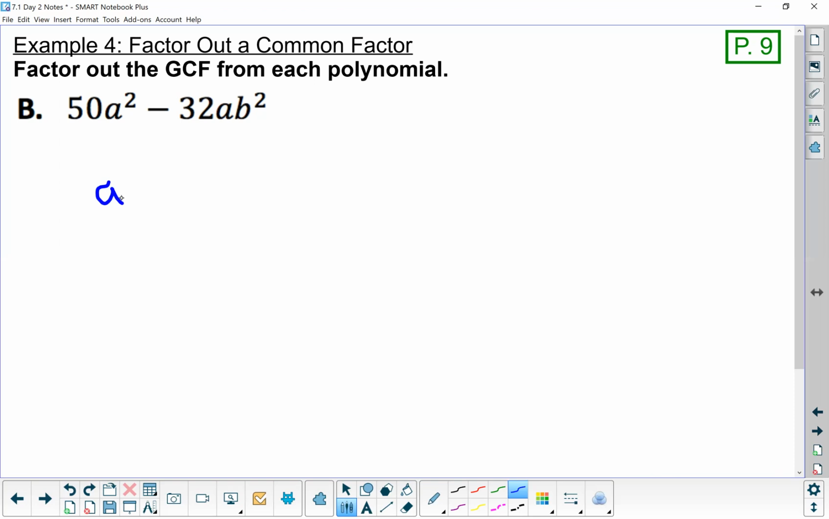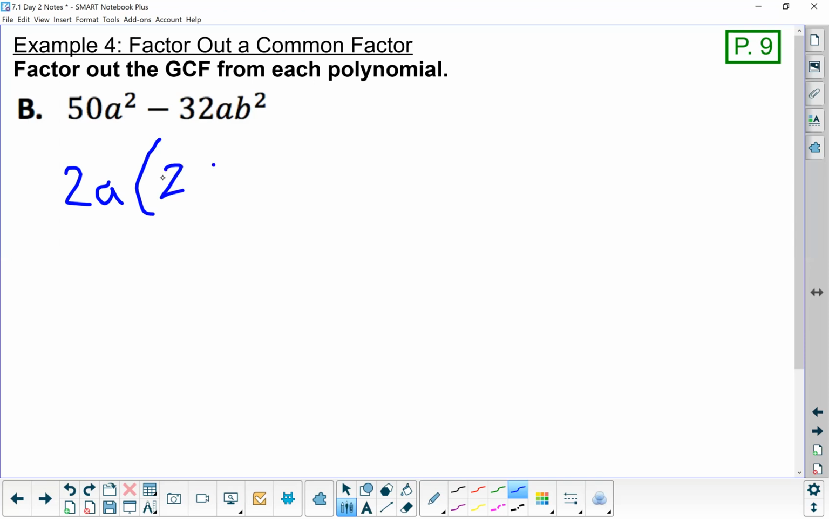So to check my numbers, I could do factor pairs. 32 has a lot of factor pairs. 50, not quite as many, but it also has quite a few. Is there a number that you know right away divides evenly into both? 2. So let's just try 2 as our greatest common factor, and then we'll adjust it if we need to. Yeah, both numbers are even, so 2 is going to be a factor. That's awesome.